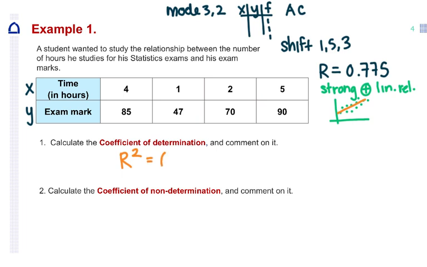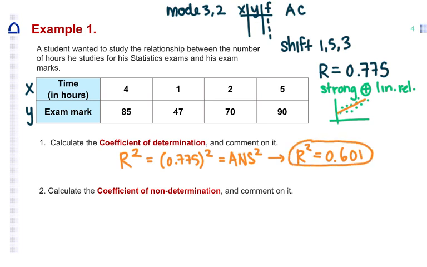So you will put 0.775 squared. It's actually better if you have the answer already in your calculator just to press answer squared. That way we're not losing anything due to rounding. So I'll do answer squared, and I will get that r squared is 0.601. Okay? So that's the value of the coefficient of determination.